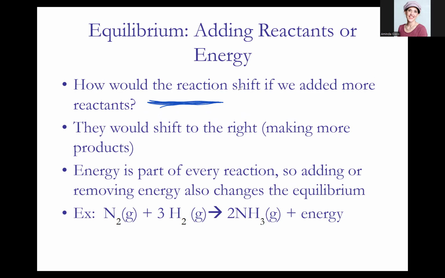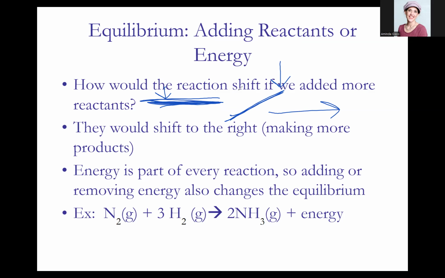So you want to be balanced, but you just added more reactants. Remember, reactants are on the left side. If you add more weight here, it's heavier on the reactant side. So what way does the reaction need to go in order to balance that reaction out? We need to add more on the right. So the reaction would shift to the right to make more products.